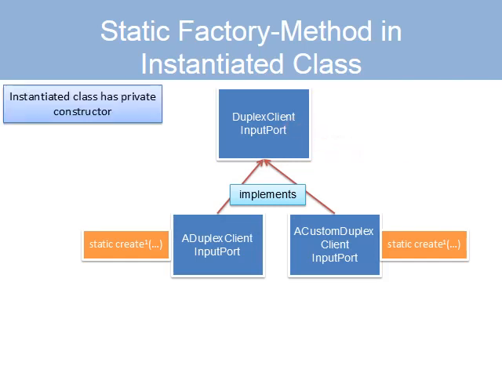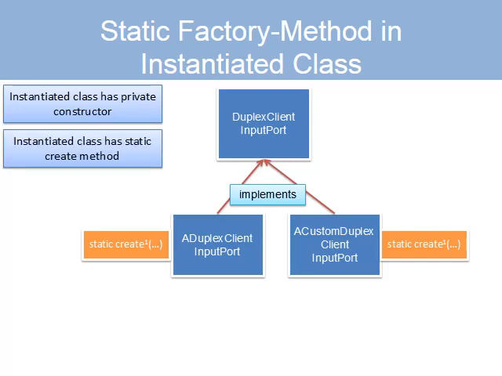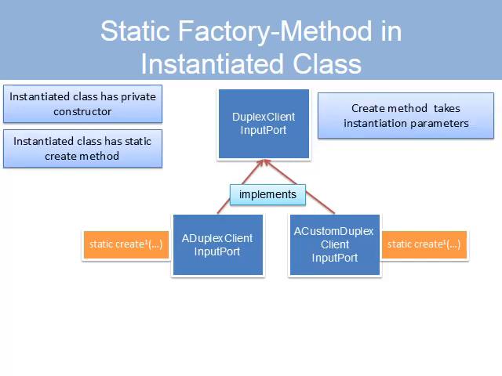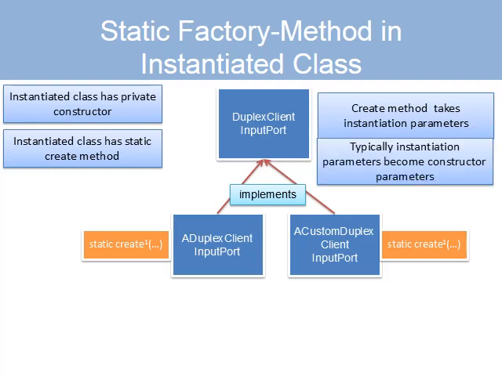So this solution is: the instantiated class has a private constructor and a static create method. The create method takes instantiation parameters. These parameters typically become constructor parameters, but you could have an if-then-else saying if the user has said this, then do this, and otherwise do this. And it's a good solution for creating singletons. Absolutely great solution.